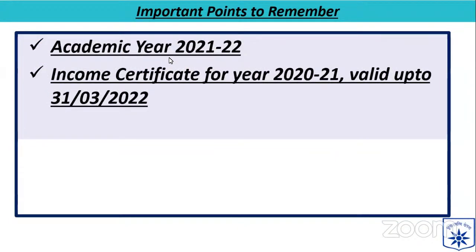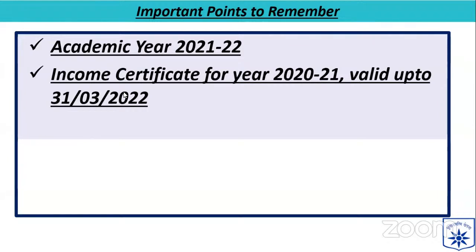Now another important thing that is required here is the current academic year. Now at present we are in the academic year called 2021. And income certificate, what type of income certificate is required? Yes, income certificate for the year 2021, which should be valid till 31st March 2022.